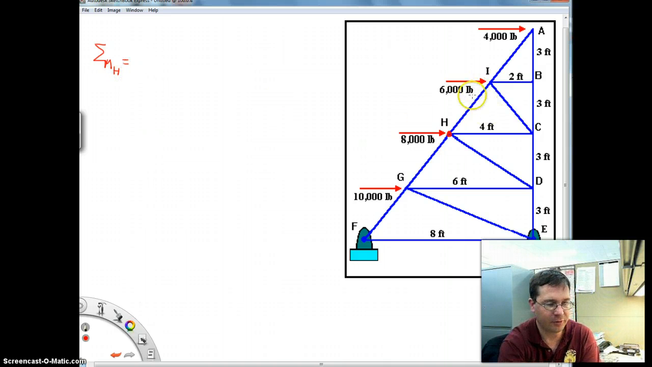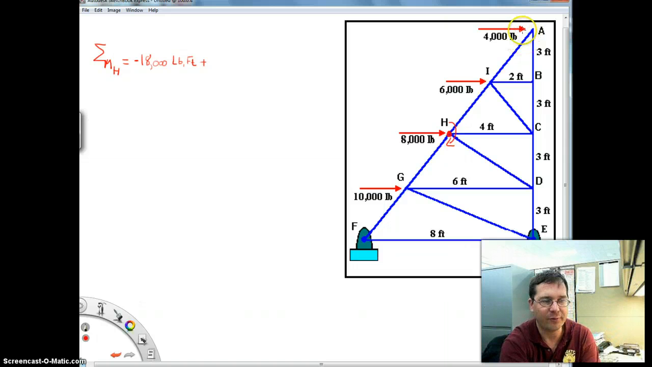So if I look at the sum of the moments, well, I've got this 6,000 pound force acting on a lever arm that's 3 feet long. So 18,000 pound-feet plus, and I want to think about kind of sign convention. That 6,000 pound force is going to make this want to rotate clockwise about point H, and we consider a clockwise rotation to be a negative rotation. So I'm going to put a minus sign in front of that moment.